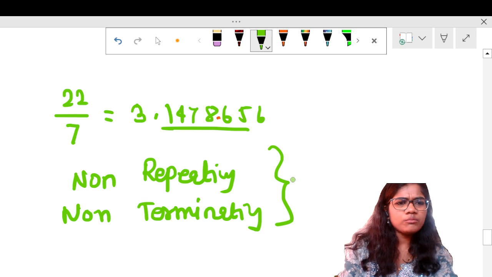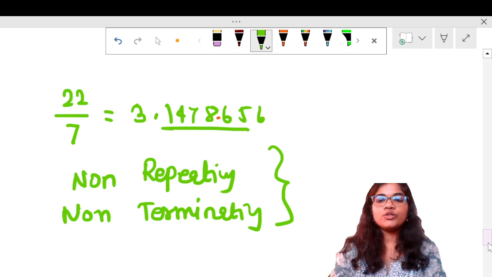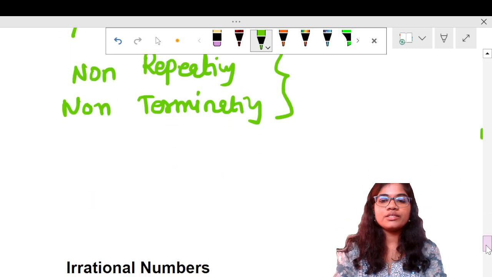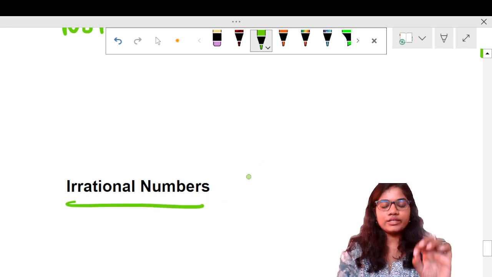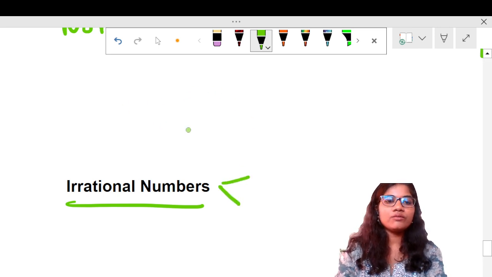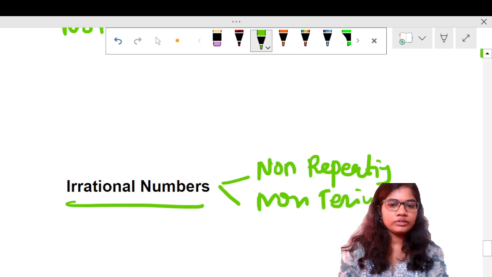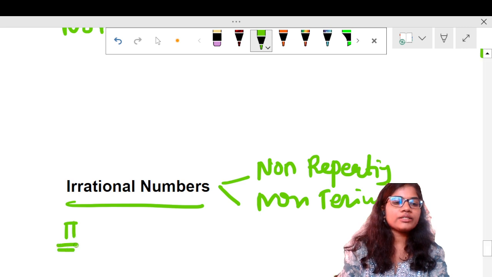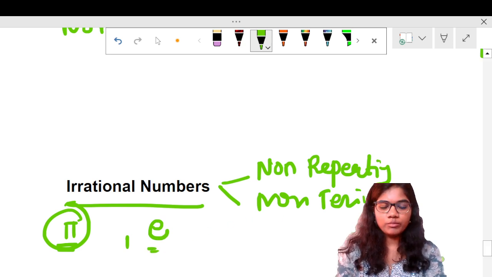So what do we call this set of numbers? Are these rational numbers? No, right? So this is our new number system, the irrational numbers. These numbers are called irrational numbers because the decimal form is non-repeating and non-terminating. The famous examples of irrational numbers are pi or e, that is Euler's number.